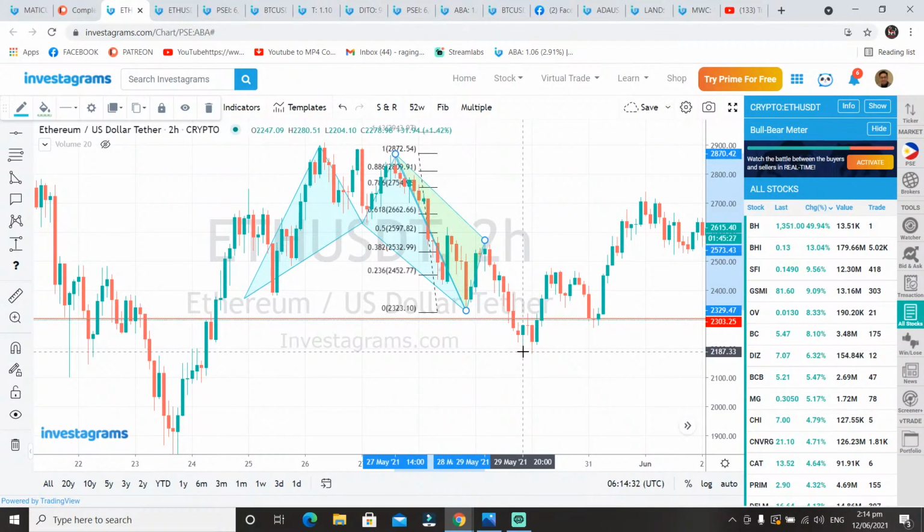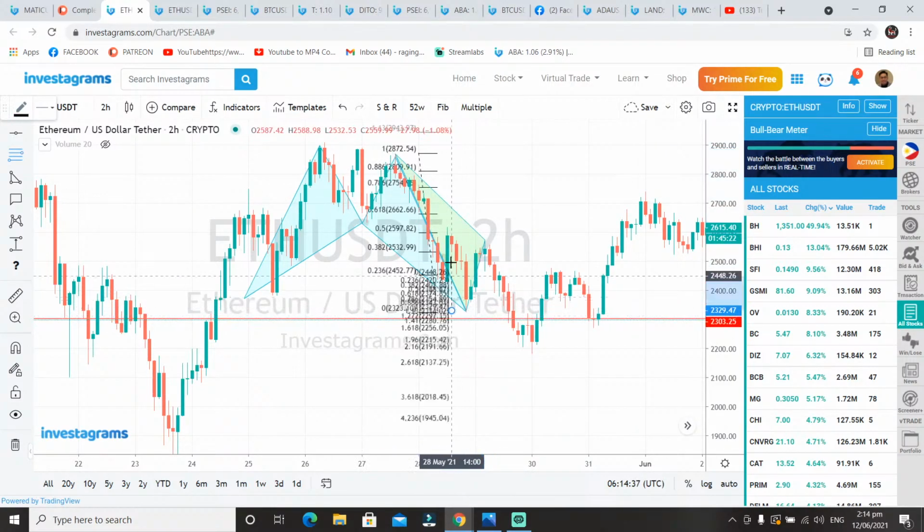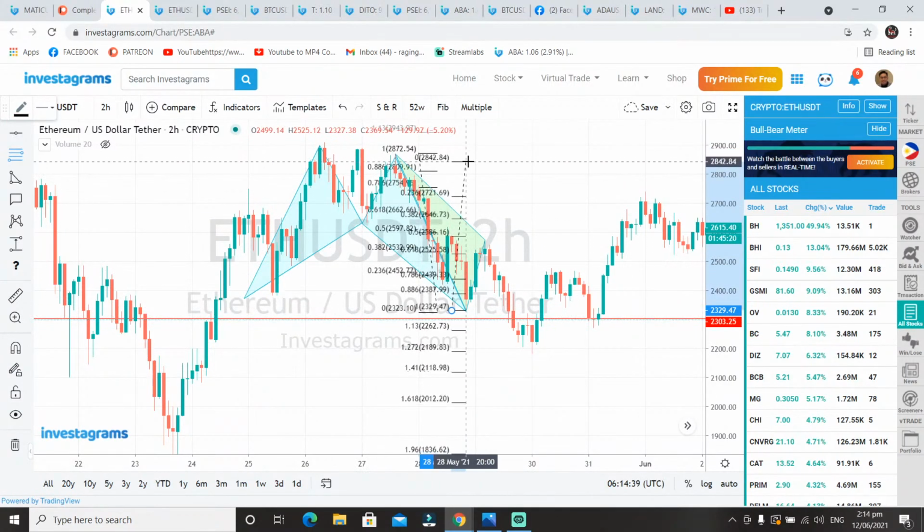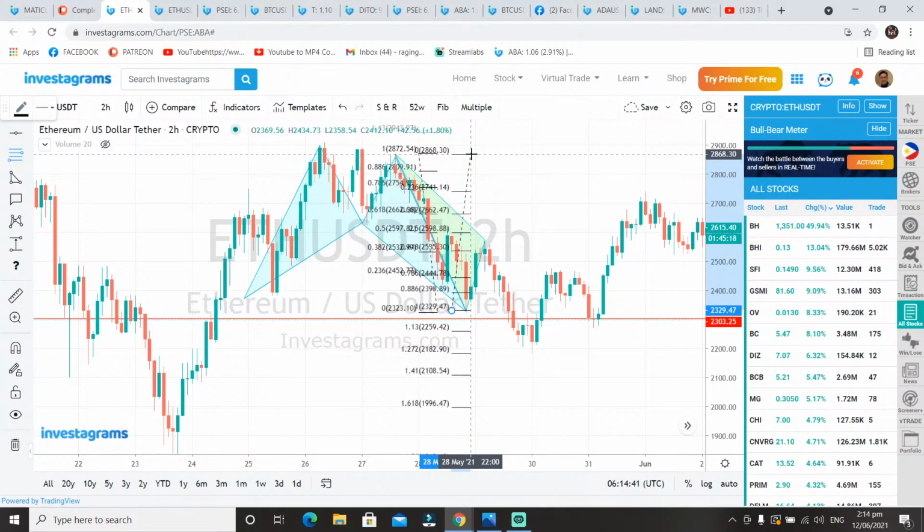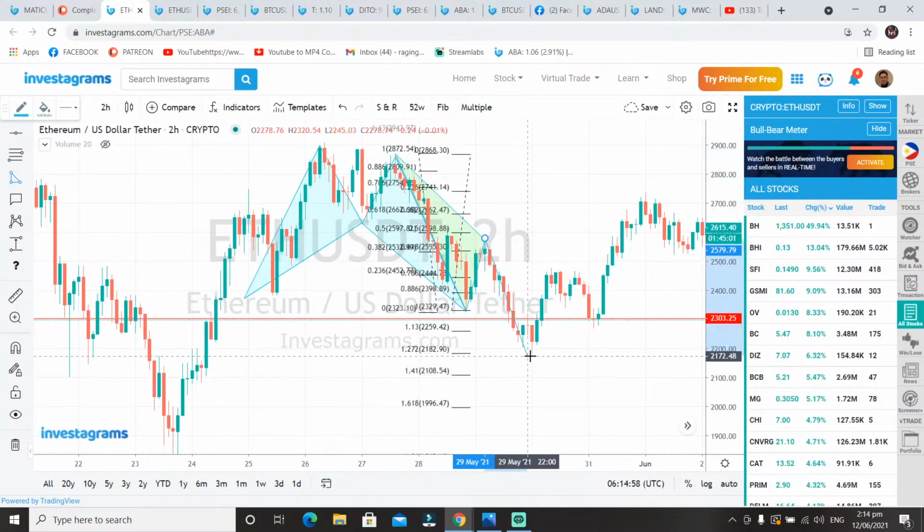should be at least 127% from this one. So 127%, since we are at that level, that point, it touched 127%. So this is valid. So X, A, B, then C is this one. So let's make another one. Then D should be at least 78% of the whole.